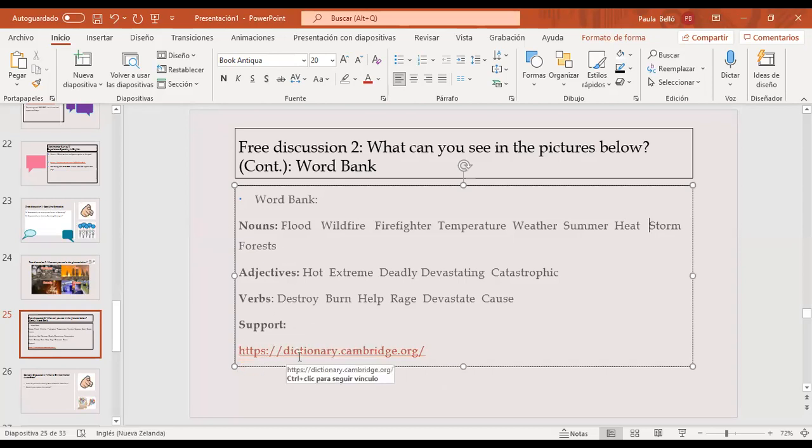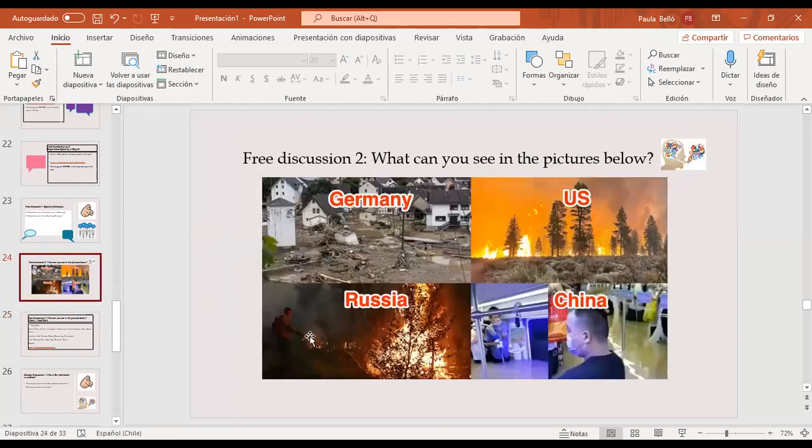No, teacher. What is the meaning of flood? Okay, which of these? So we have wildfires and floods. Which is wildfire? Which is a fire? Here in the US and in Russia. And in Germany?